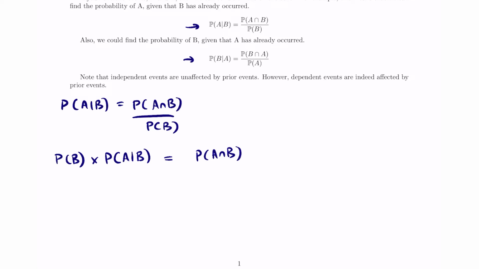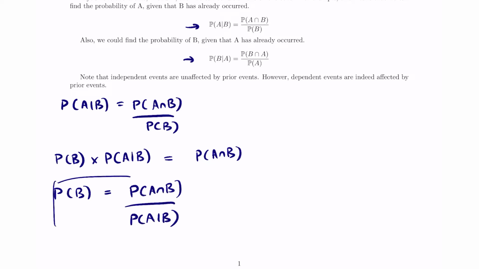So that's your level 1 algebra. Now we just want to get rid of this A given B on the left side. So how do we do that? Well, we have to do the opposite operation, which is division in this case. So next we're going to get the probability of B is equal to the probability of A and B divided by the probability of A given B. And this is our rearranged formula.